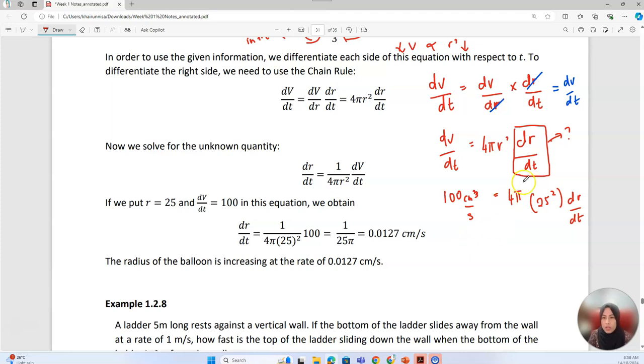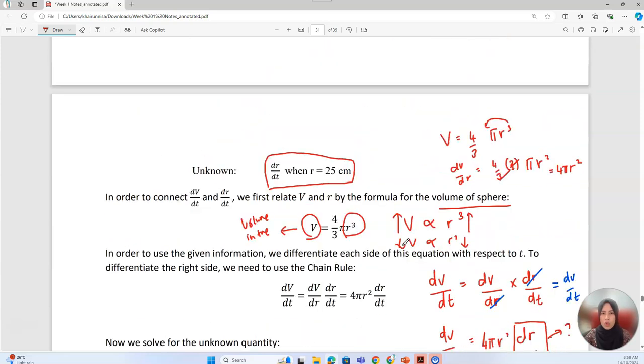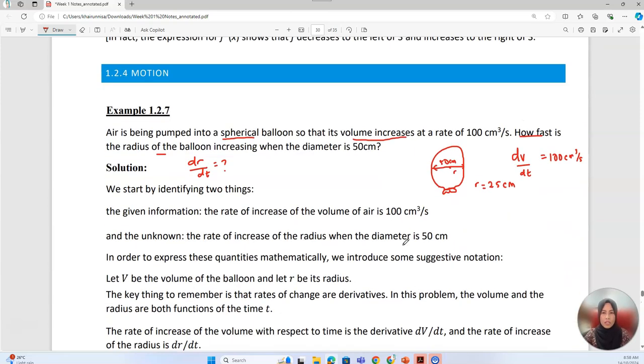So what we can do is we bring it down here. 100 divided by 4 pi times 25 squared. You get dr over dt. So you can simplify it, and you will get the answer as 0.0127 centimeter per second. Okay, that's how you solve this question.